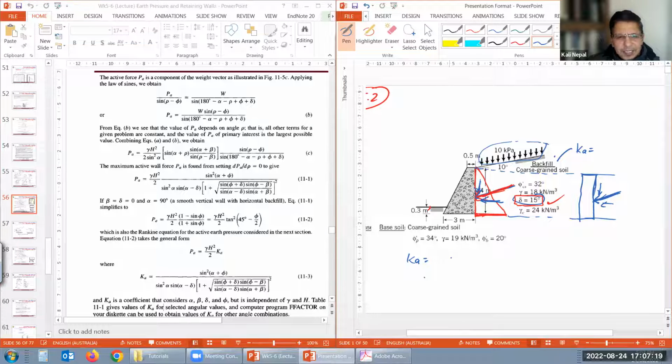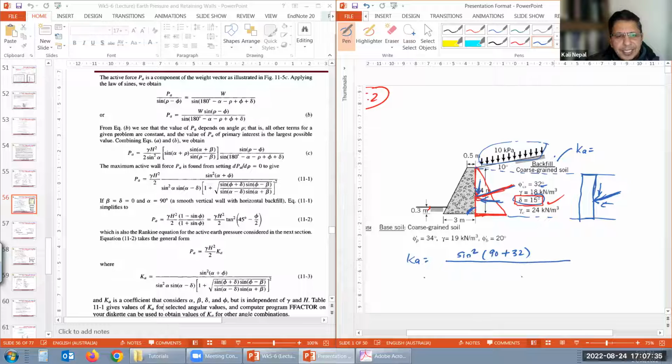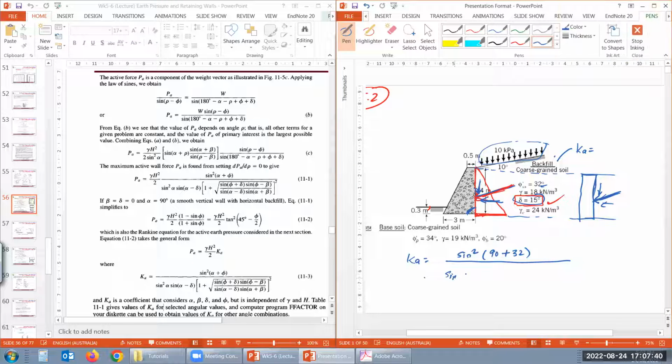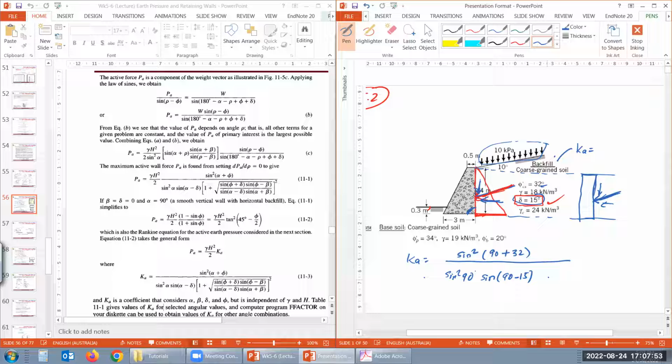So what is sine square? It will be smaller because sine square alpha, this angle. How much is this angle? 90. Sine square 90, plus phi, the angle is 32, right? Divided by, I need the K coefficient first. Sine square 90 degree, and then sine what? 90 minus, is it delta? Delta is 15, right? Don't forget that. This is the square bracket there.